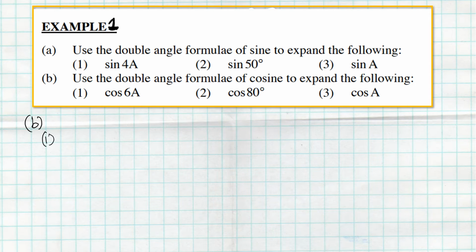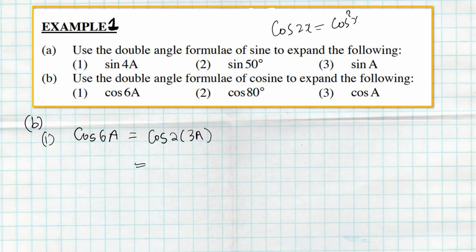Okay, with B, number 1, we are given cos 6A, right? We can write it as double angle of cos to be the same as cos 2 into what? Into 3A, right? Because 2 times 3 is 6. So I'm just writing it as double angle for cos in that way. Remember, for cos, if we have cos 2x, it is the same as cos squared x minus sine squared x, right?